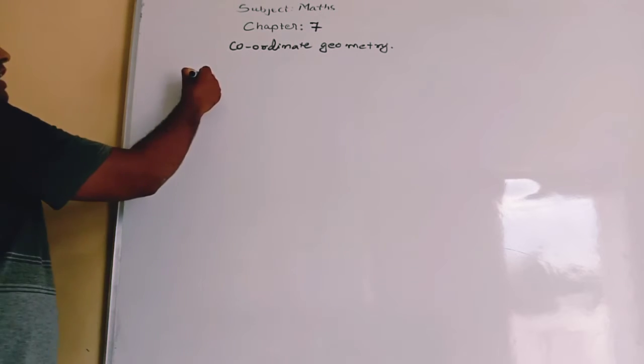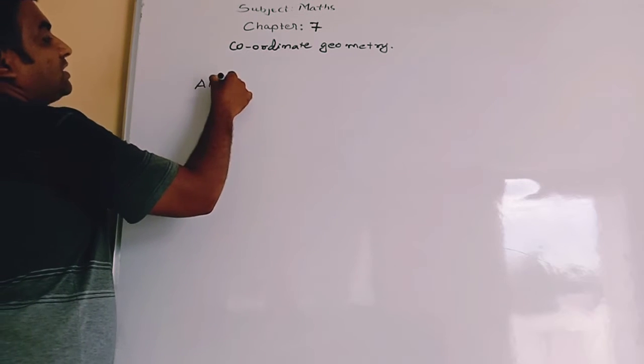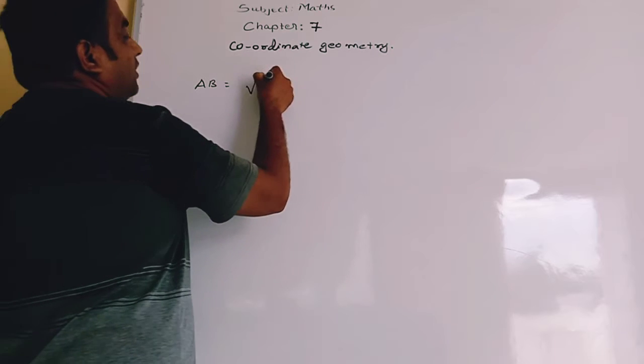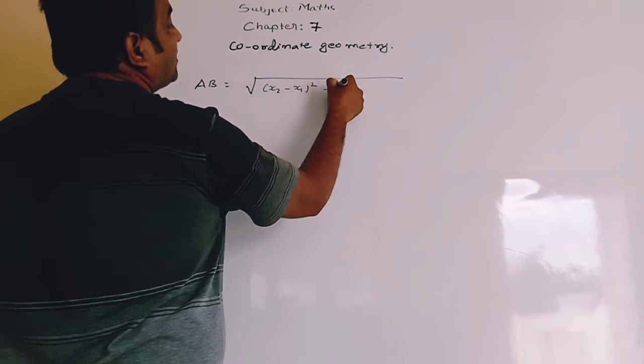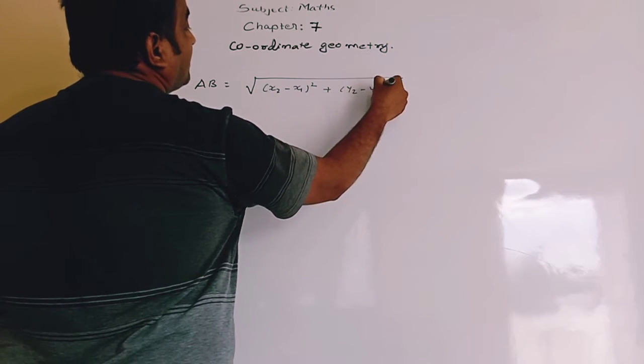So now we have derived the distance formula between 2 points. AB equals under root (x2 minus x1) square plus (y2 minus y1) square.